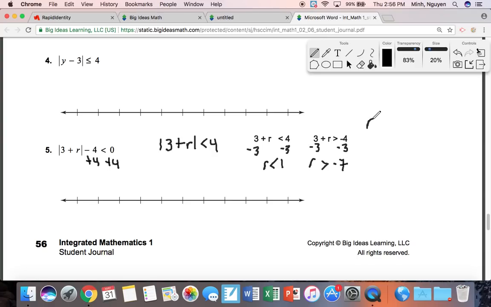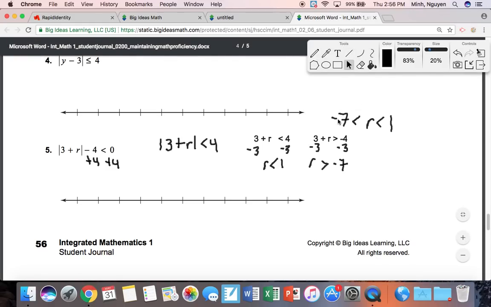So I'll say r goes in the middle. What is below r? What is r greater than? Negative 7. An easy way to tell if you wrote this correctly or not is to just look at the left and right sides and compare them. The negative 7, ignore that r, negative 7 less than 1. If that's true, you wrote it right. If it's not true, you wrote it wrong.